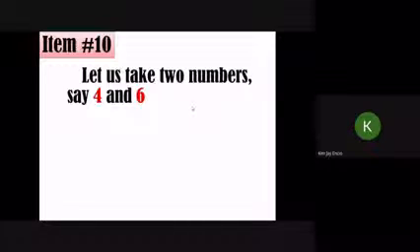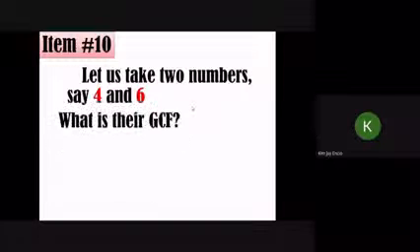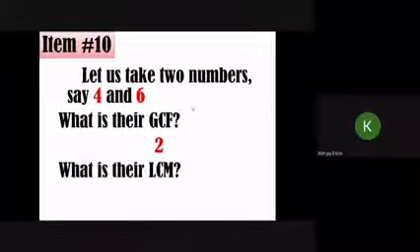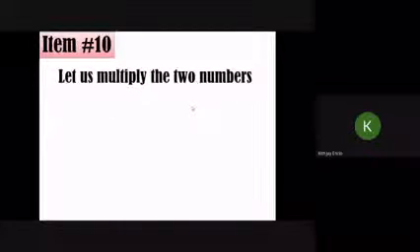Again, we're not answering the problem yet, but I'm just giving you an example for us to determine the relationship that takes place. If you have numbers 4 and 6, what's their GCF? It's 2, right? And their LCM is 12. I believe you know this. Now, let us take the product of the two numbers that were involved. 4 times 6, which is 24.